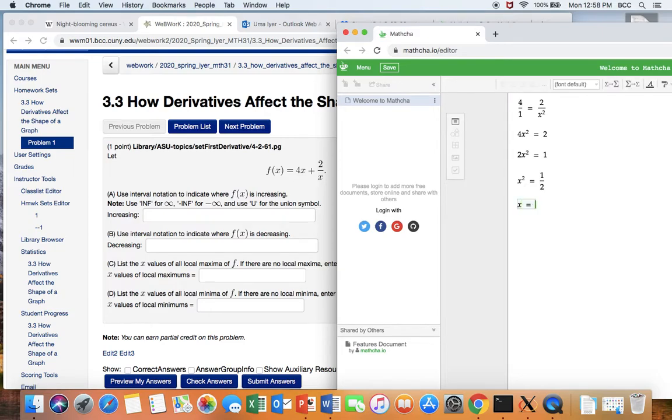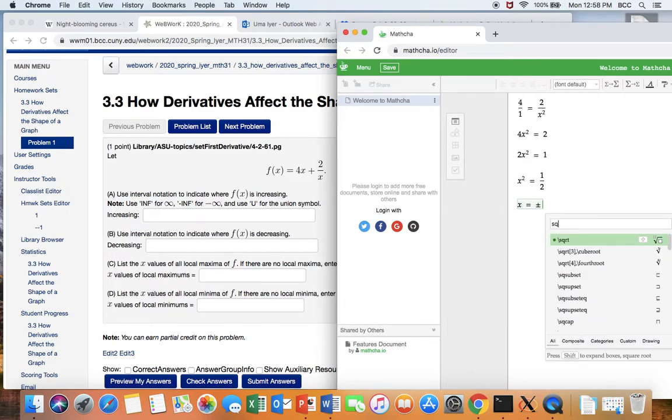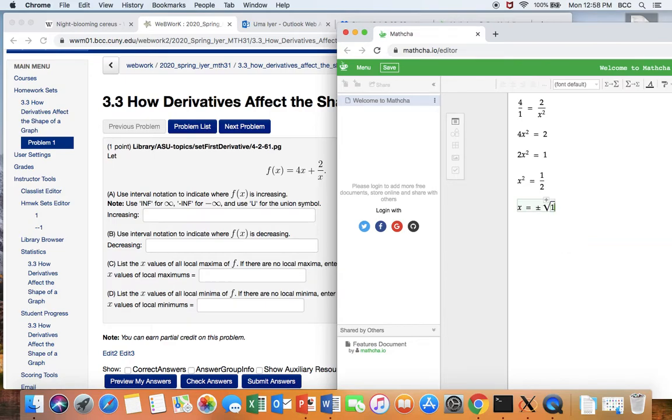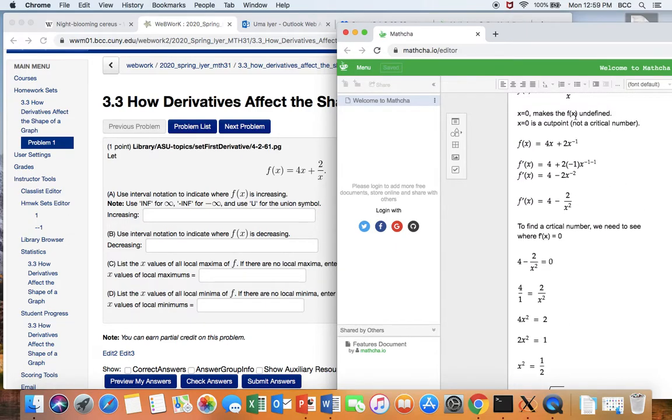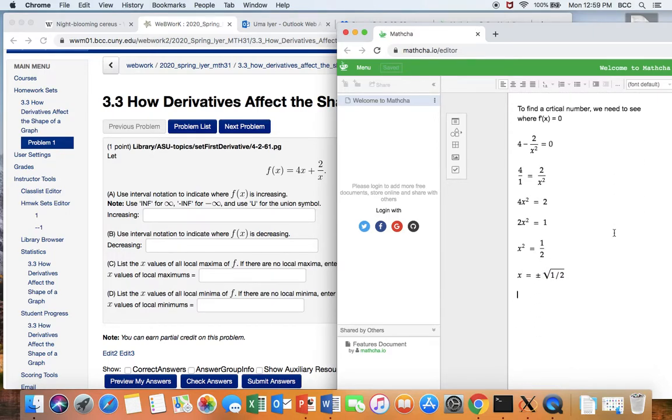x equals plus minus square root 1 over 2. You got that? So you get two numbers. These are your critical numbers, and 0 is where your function is not defined. So these are your cut points.